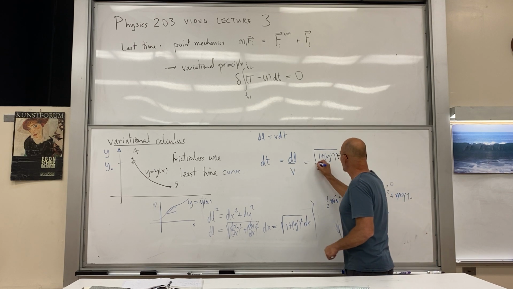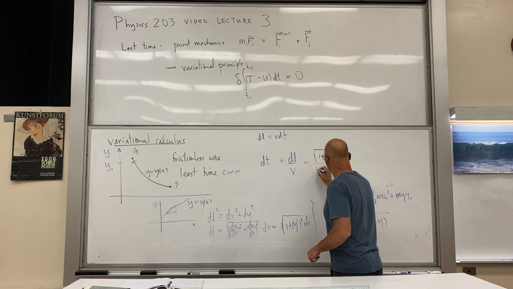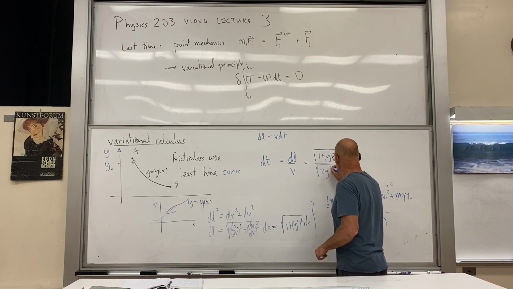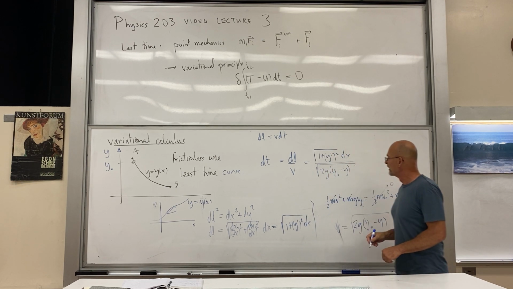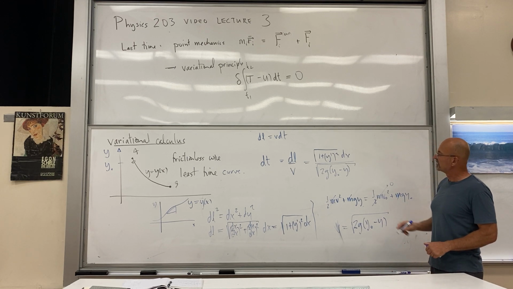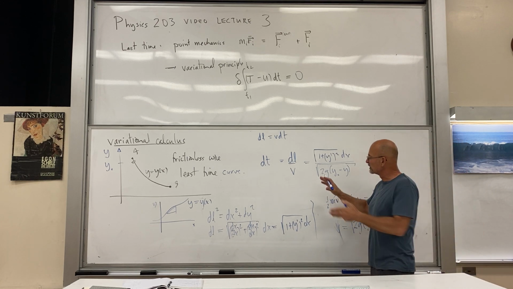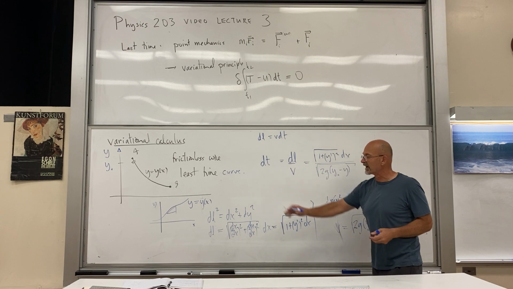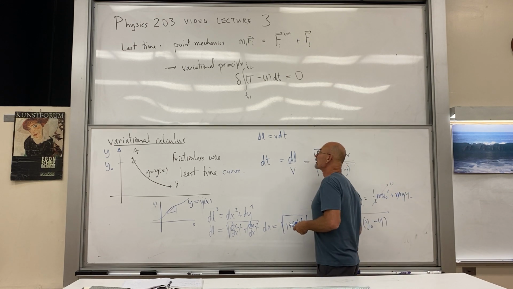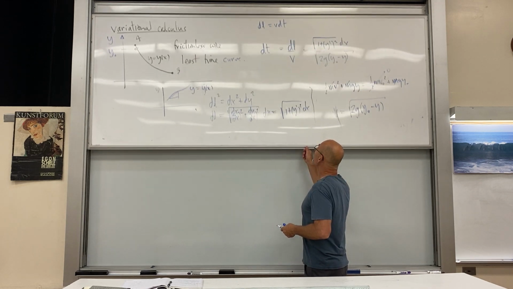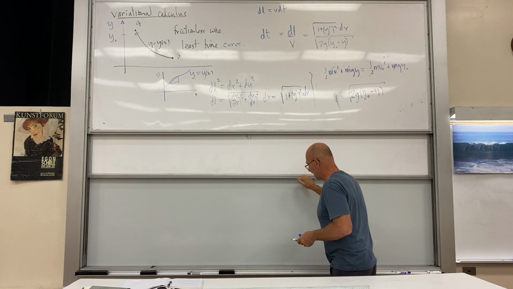So we'll put that here, root 2g times y0 minus y. And there's our infinitesimal time, and to get an expression for the time, we integrate both sides of this, and we'll have a well-posed problem. Go ahead and do that now here.